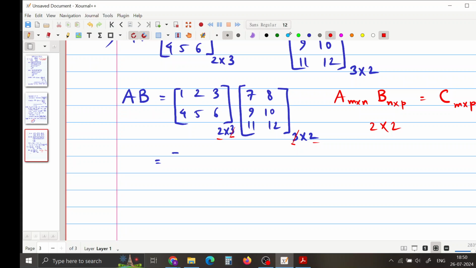Okay, so yeah, let me remove this. Now to compute the product, how do we do that?